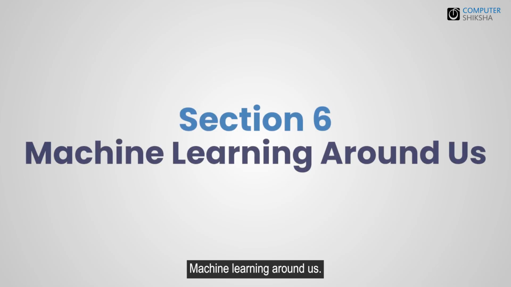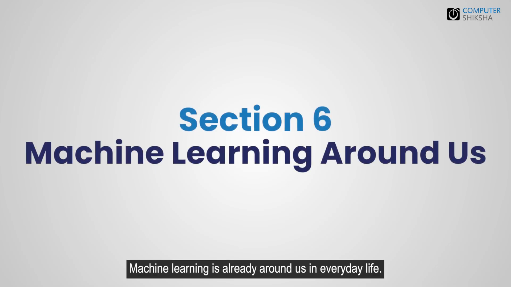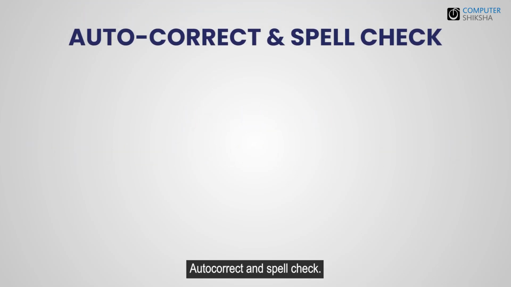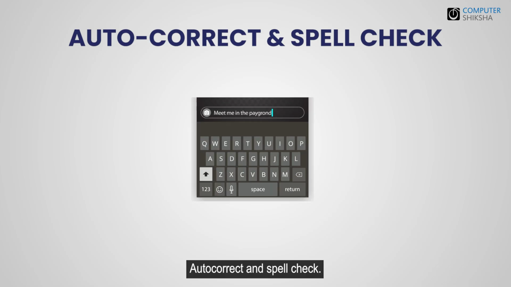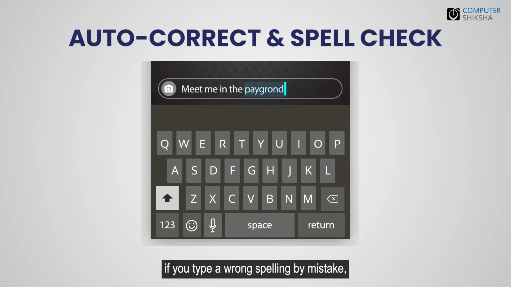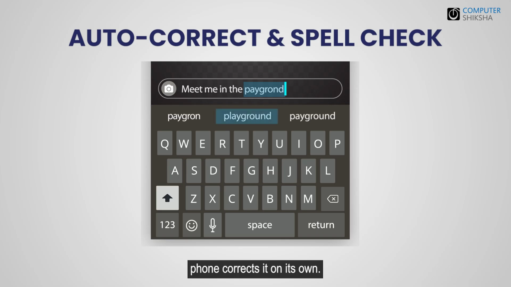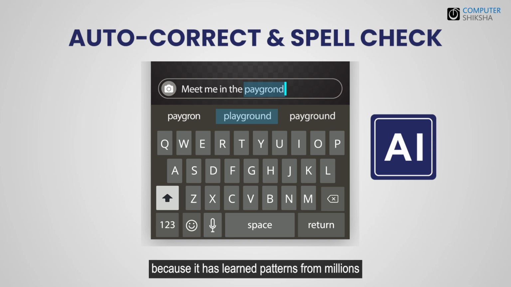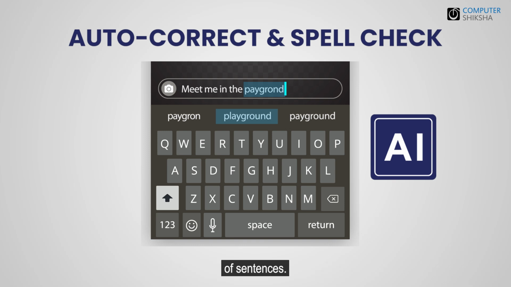Machine learning around us. Machine learning is already around us in everyday life. Let's look at some examples. Autocorrect and spell check. Have you seen that if you type a wrong spelling by mistake, phone corrects it on its own? Phone's AI is able to know what you want to type because it has learned patterns from millions of sentences.